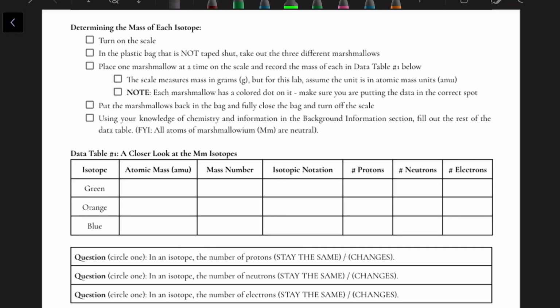From our measurements, our green one is about 6.4. Our orange one is 14.8. And our blue one is 25.1. We're going to just use the AMU unit for this. For our mass number, we're going to round all that to the nearest whole number. So that becomes 6. This becomes 15. And that stays at 25. With that, you're able to do the rest of the table.